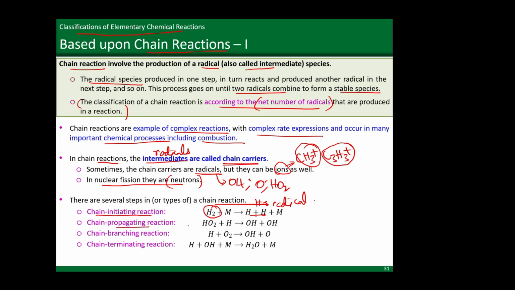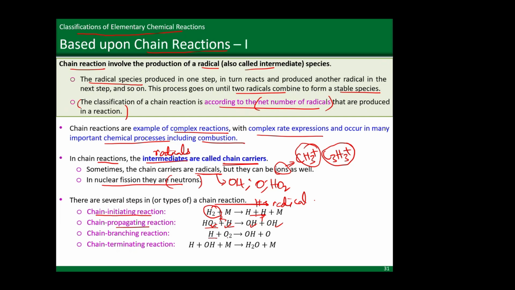Then you have the propagation reaction. In a propagation reaction, you have the same number of radicals on both the reactant side and the product side. So you have two radicals here, HO2 and H. Again, you have two radicals on the product side, OH and OH. It is just maintaining the number of radicals, not adding, not decreasing.